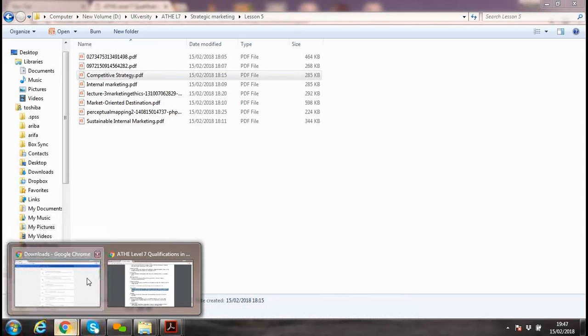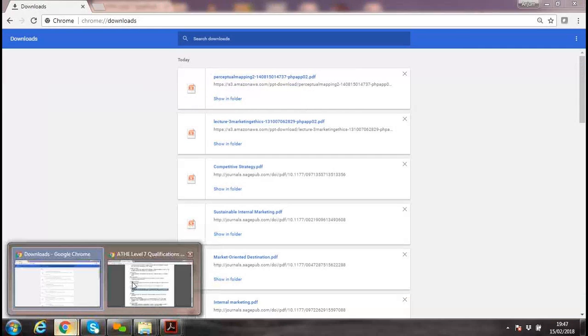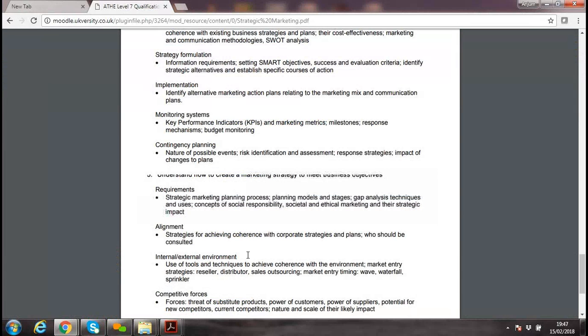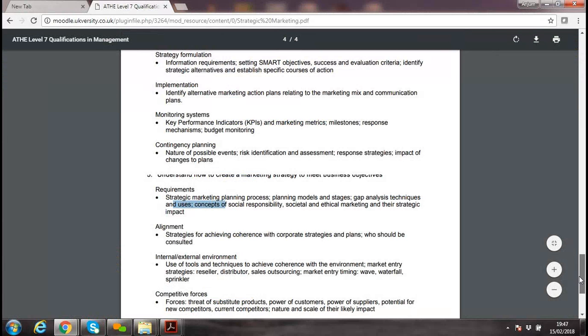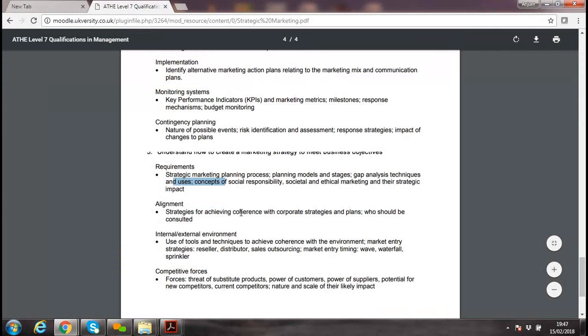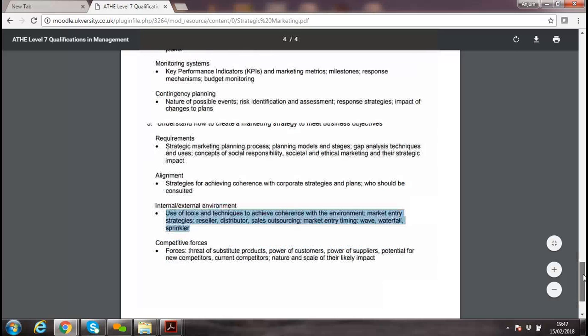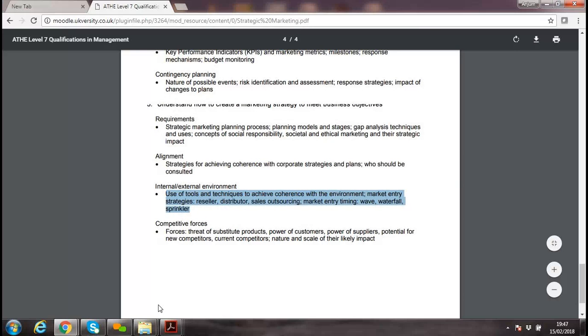If we look at the next area, we discuss social marketing, we learn about planning, we discussed the gap model previously, and we discuss corporate strategies and how we can align them. We discussed mission, vision, and values during our first lesson as well. That's a similar thing. Internal and external environment. What is that about? Internal and external environment.